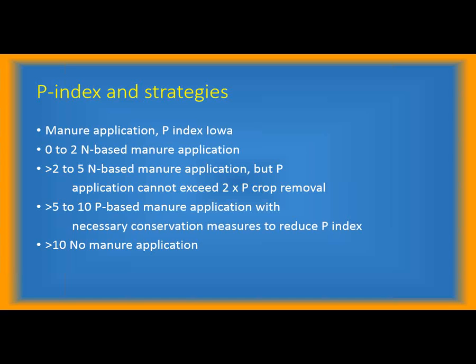5 to 10, you switch. So in other words, areas that have a high phosphorus index, so about halfway through this relative scale of 0 to 10, if you're in the upper half of that, you switch to a phosphorus-based manure application and try to reduce this phosphorus index through changes in some of your management strategy. And if you're above 10, you can't apply manure to those specific fields.